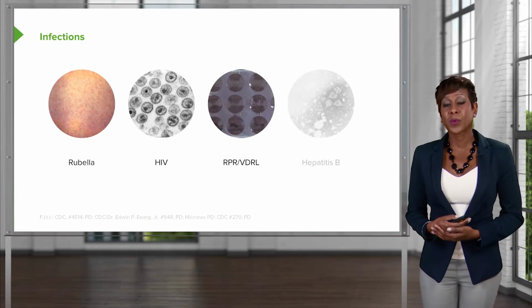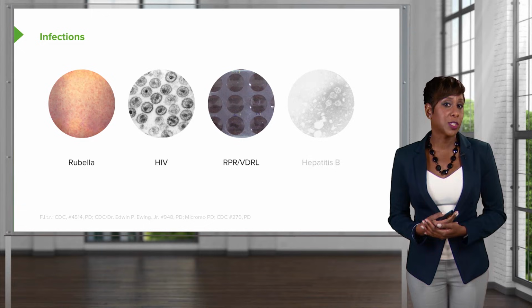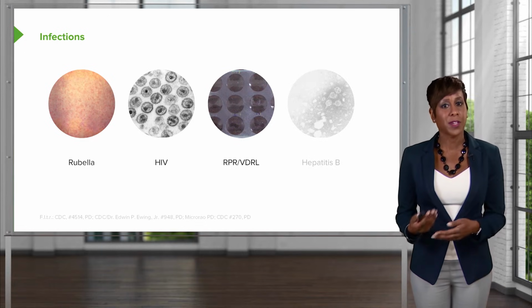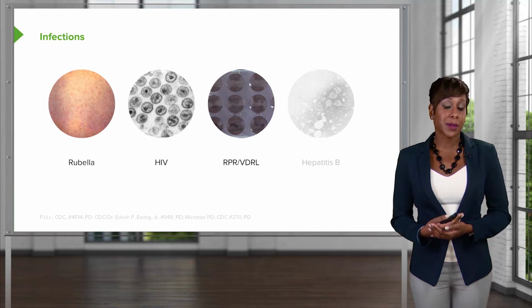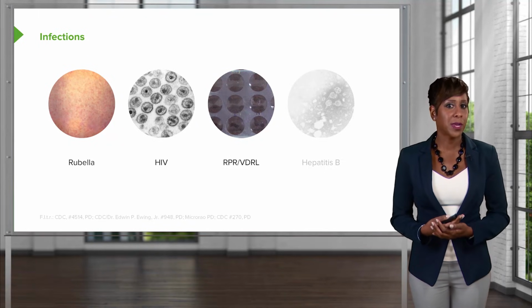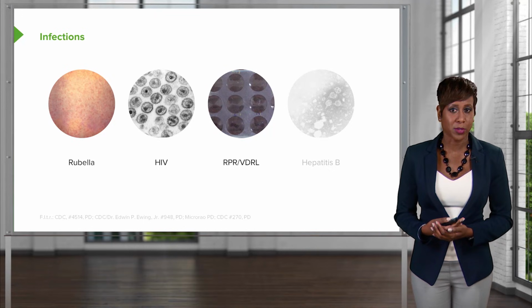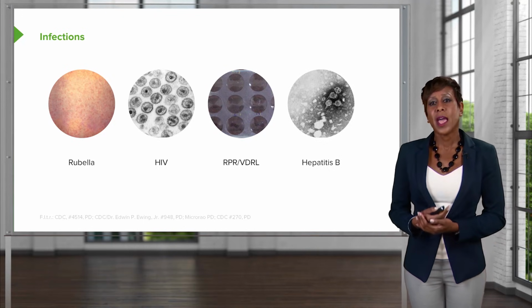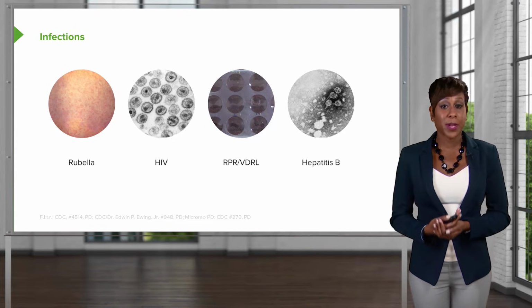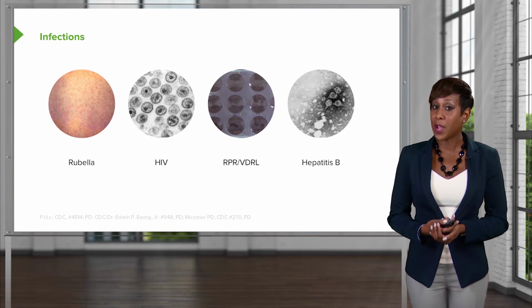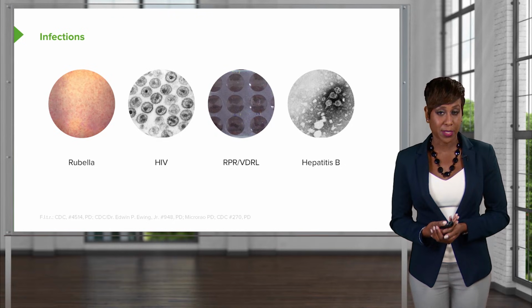Moving on from there, it's recommended that all women get screened for syphilis through the RPR or VDRL in the first trimester. If they're in a high-risk area for contracting syphilis, it's recommended that they get screened in the second and third trimester as well. And for hepatitis B, because of the risk of transmission to the fetus, it is recommended that pregnant women get screened for hepatitis B at their initial prenatal visit.